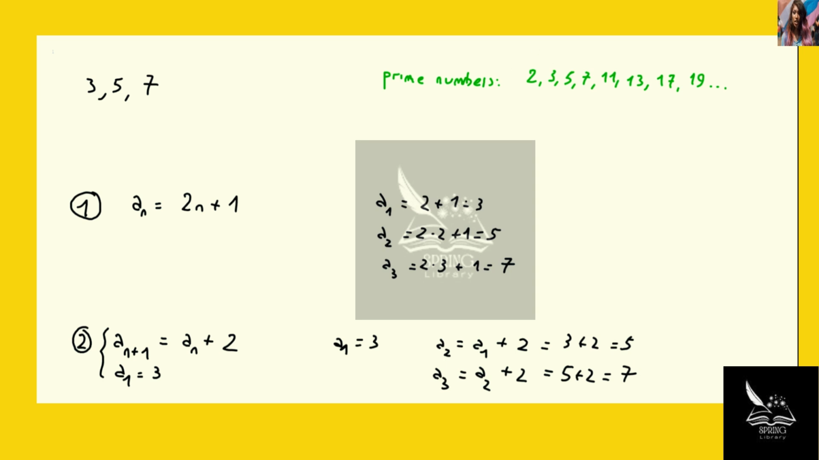And this is a well-known sequence. Its first entries are 2, 3, 5, 7, 11, 13, 17, 19, and so forth. And we see that 3, 5, 7 appears there, except that we have a 2 in front.